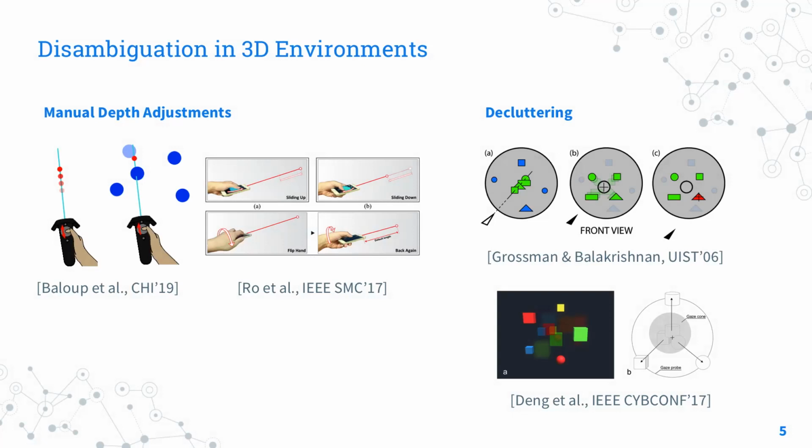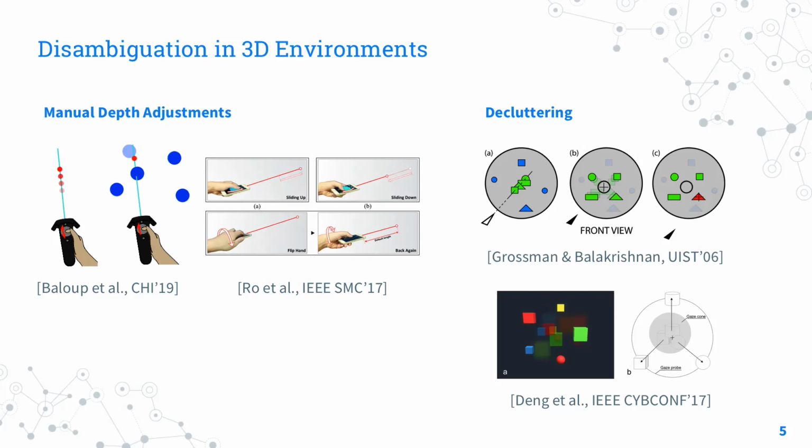For example, some research introduced a manual mode where a user manipulates some kind of slider to adjust the depth of the ray, and other research have looked into coarse to fine grained disambiguation, which involves first selecting a general area with multiple targets and then decluttering that area. So spreading out the objects in that area, which then makes the target object easier to select. And many of these prior disambiguation techniques have proven to be effective, but they usually introduce some extra refinement steps prior to the selection.